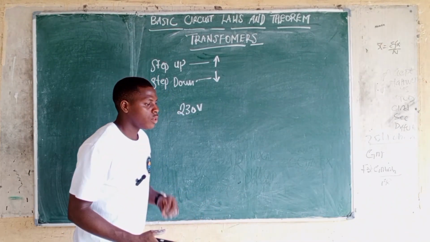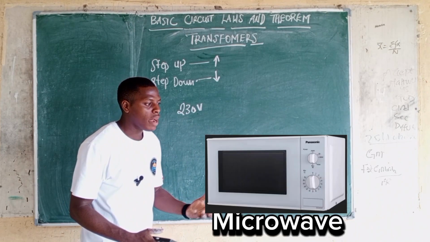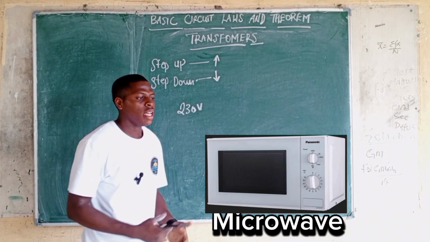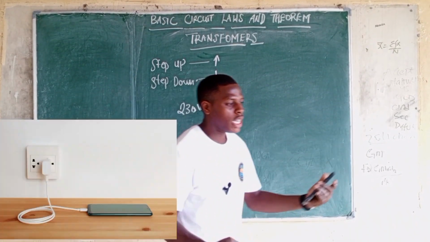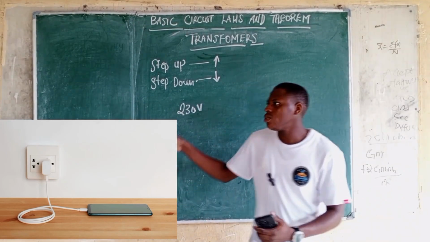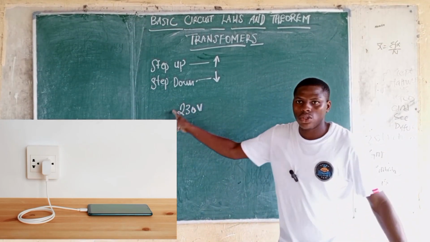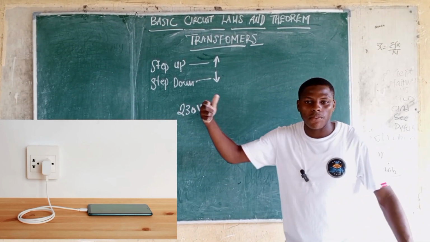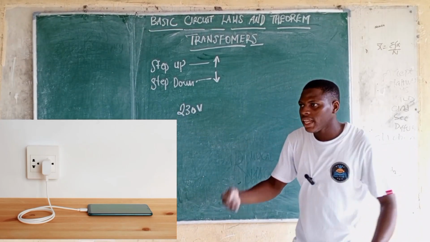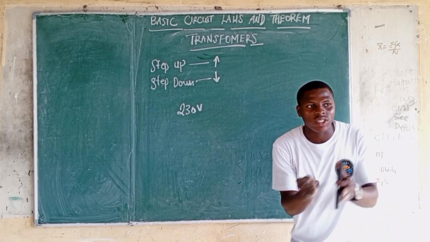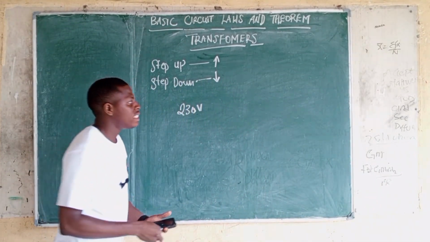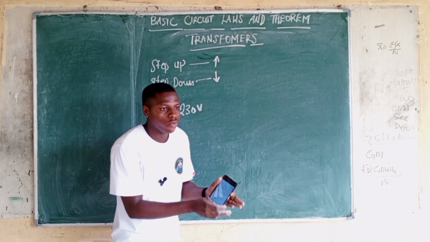Now, I'm asking you, how does your microwave operate? And why do you charge your phones with this 230 volt source? Is it not too high for your phones, and is it not too low for the microwave? That is where your transformer comes into play also. Your transformer for your microwave that needs a maximum amount of voltage.